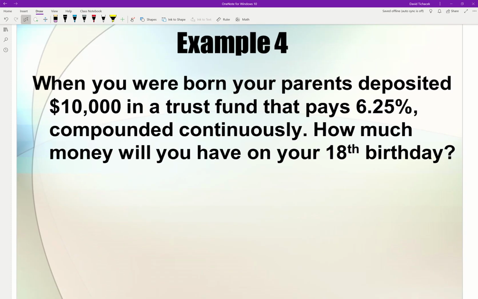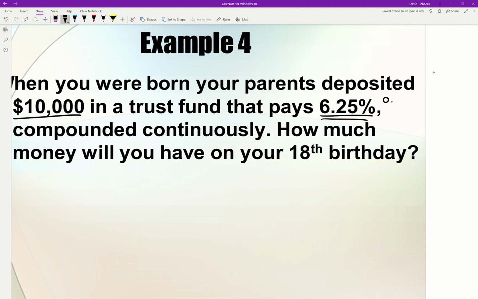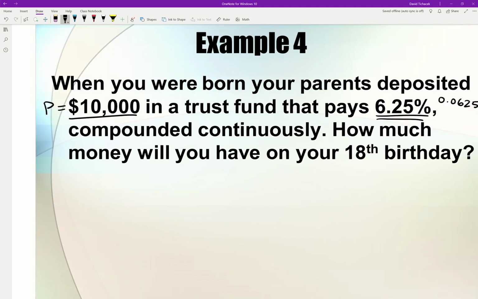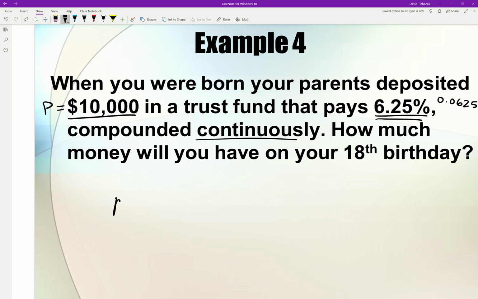So as the last example in this video, let's go ahead and do another one here. So it says, when you were born, your parents deposited $10,000. That's going to be your principal amount in a trust fund that pays 6.25% interest. And so as a decimal, that would be 0.0625. That's going to be your R value, okay? And we are compounded continuously, so we know we need the continuous compounding formula, which is P is equal to Euler's number to the power of rate times time. And then it says, how much money will you have earned on your 18th birthday?